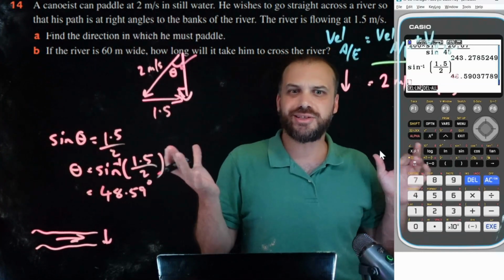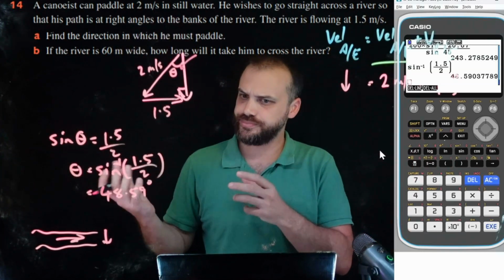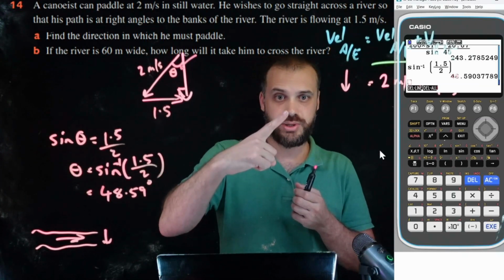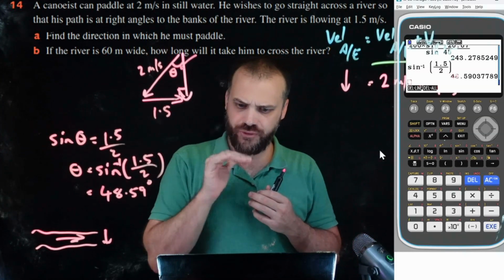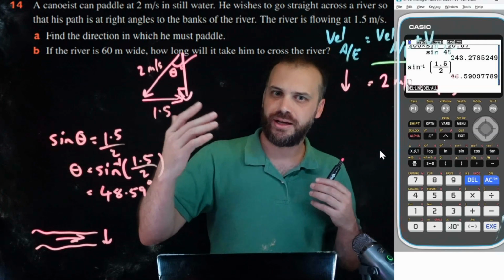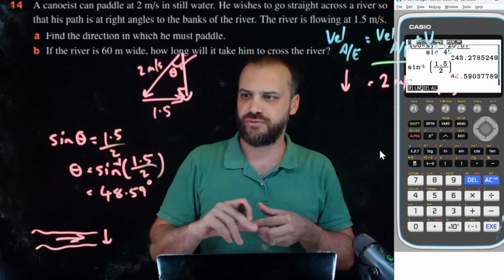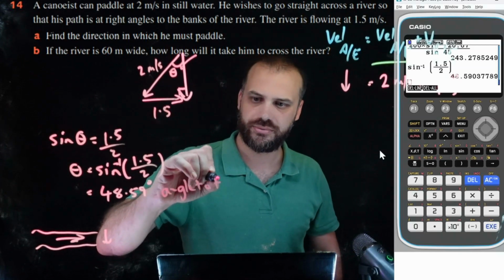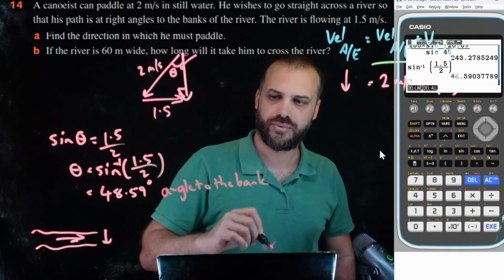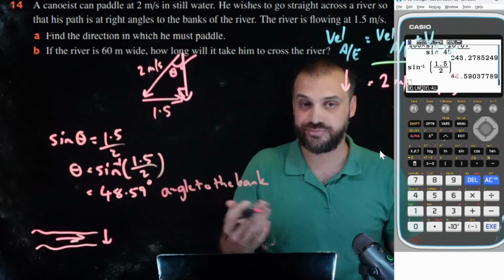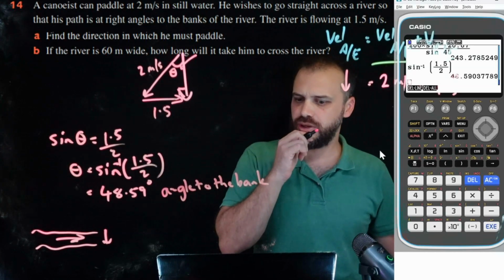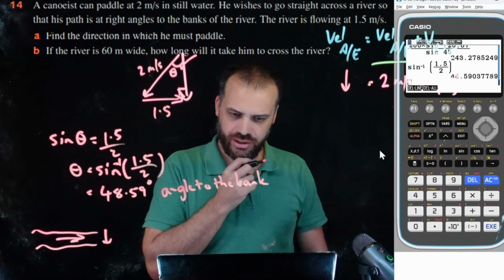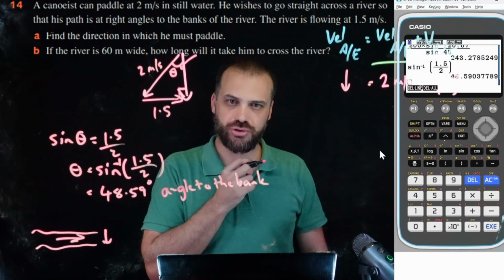Okay, so this is a little bit weird because they didn't tell us which direction the river was going in. I chose this direction for the river. The river could have been going this way, any direction. So it says find the direction in which you must paddle. You've got to write 48.59 degree angle to the bank, against the current. Something like that. Okay, what's the next bit? If the river is 60 meters wide, how long will it take him to cross the river?